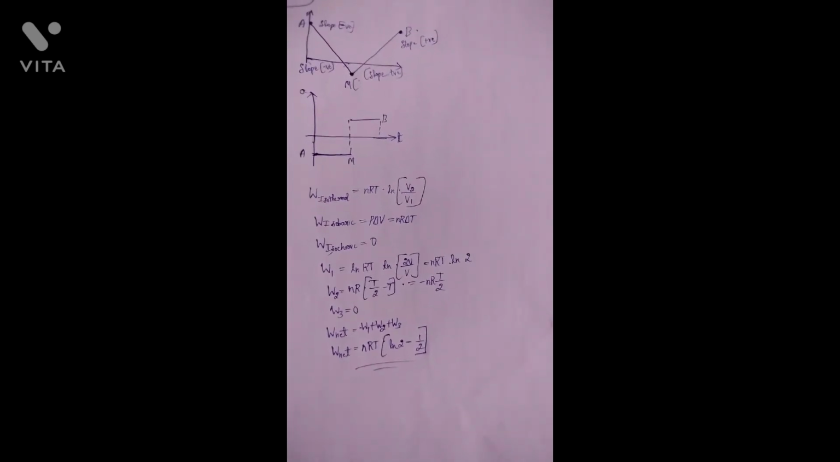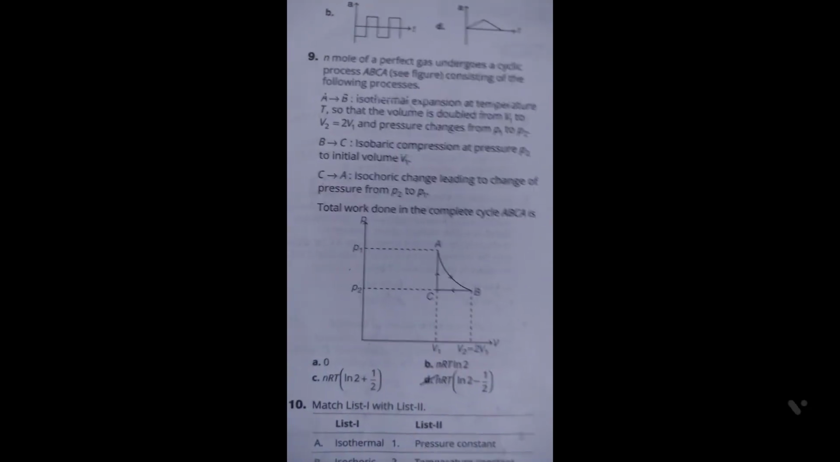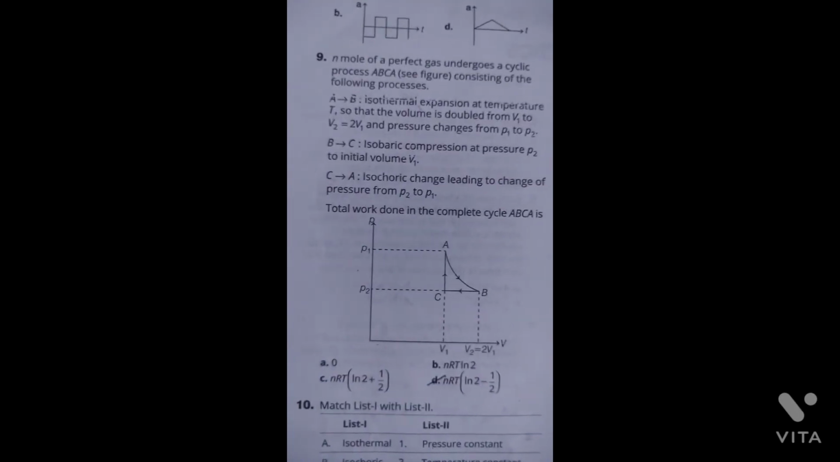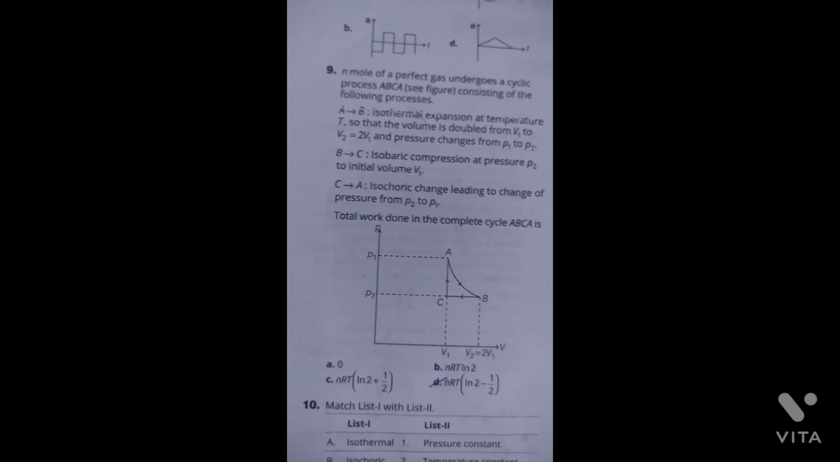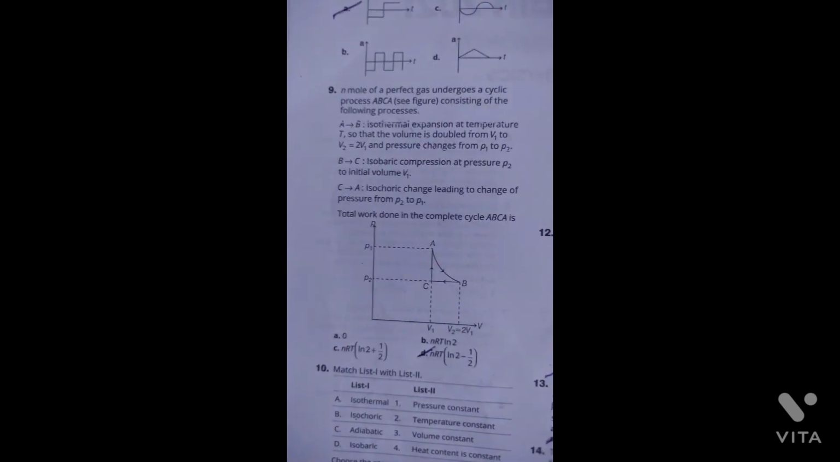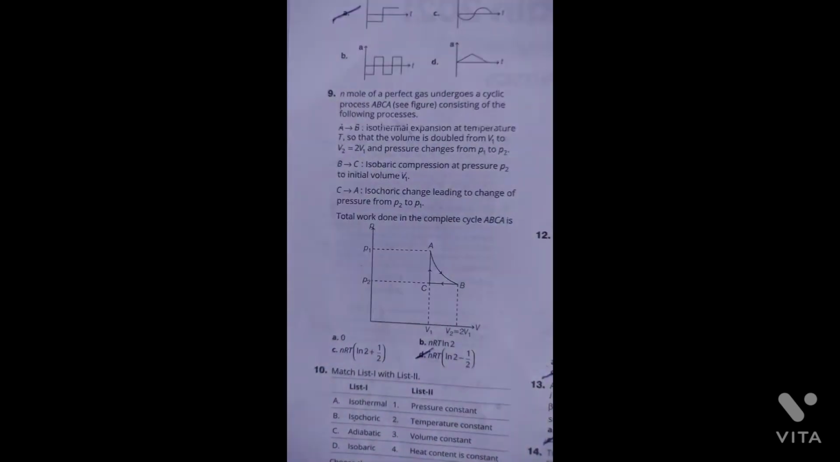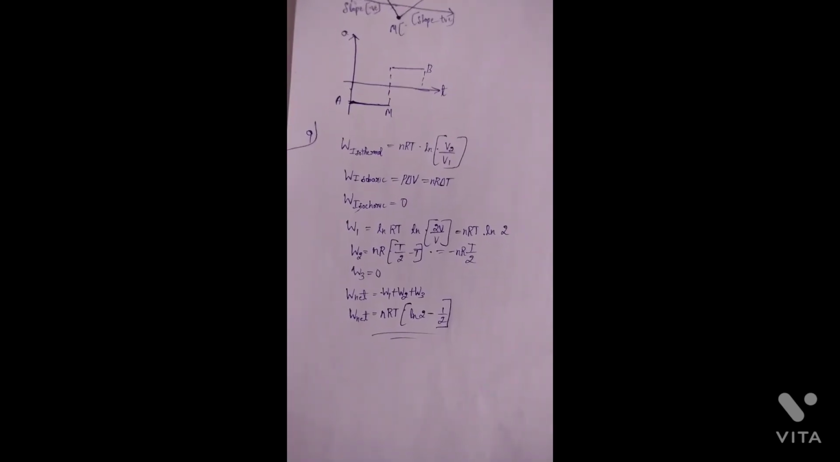So let us come to the options. If you see the options, the formula nRT into (ln 2 minus 1 by 2) matches option D, which is the correct option for question number 9. So once again, you see the answer. This is the answer.